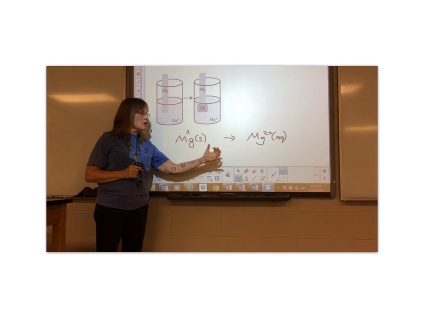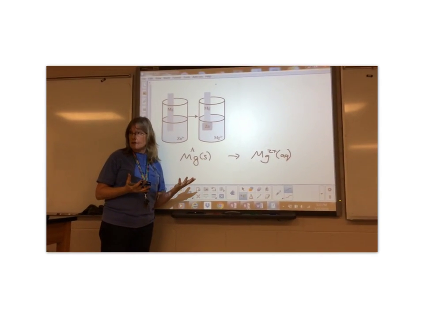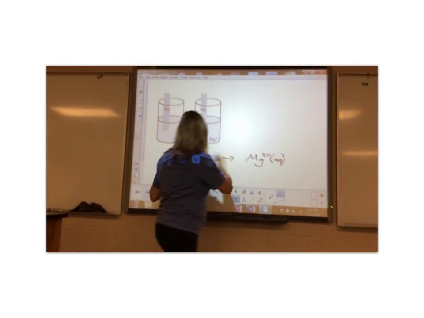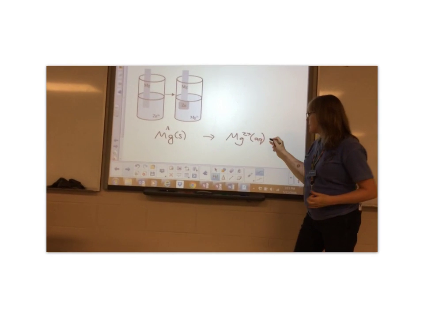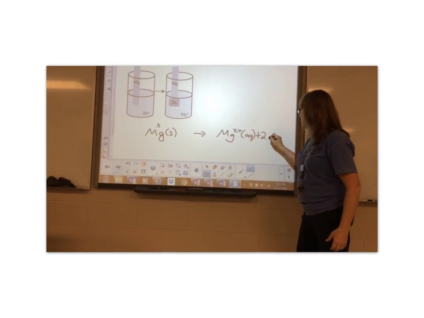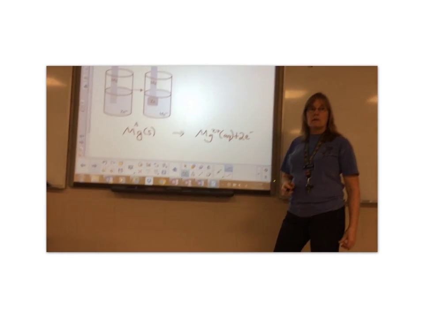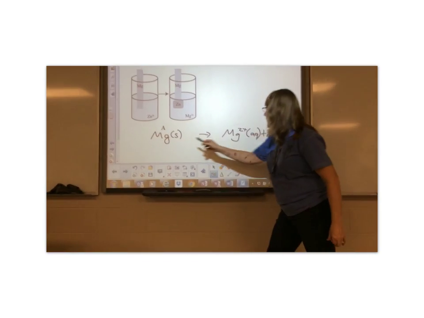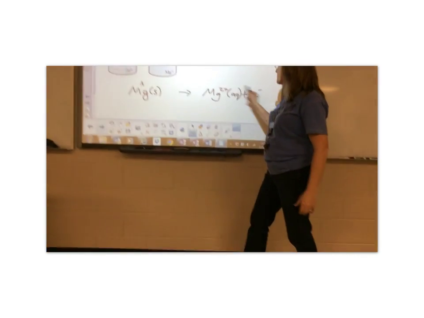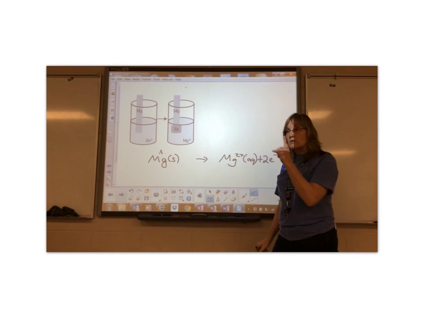With this half reaction, to balance the charges, we can just use electrons. So where are we going to put electrons? On the right. And how many? 2. That's now balanced, right? We have one magnesium on the left, one on the right. These charges balance to 0, that charge is 0. That's one half reaction.